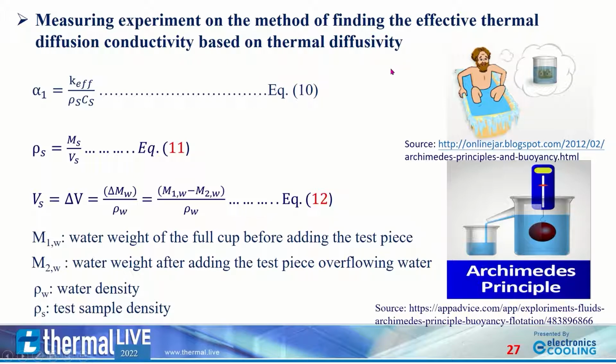In order to obtain the effective thermal conductivity, it is additionally required to measure the density of the test pieces and the specific heat. The density can be calculated by equation 11, measured according to the Archimedes principle. After getting the mass change of the water in equation 12, divide this mass change by the water density, and that is the volume of the test pieces.